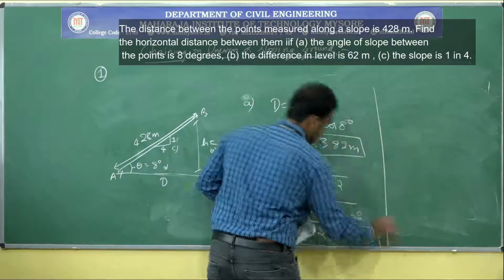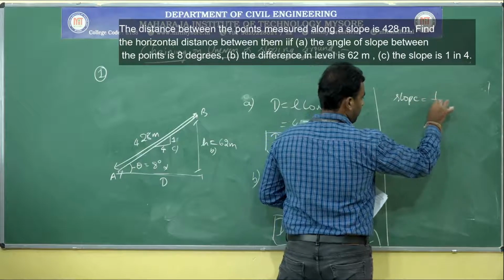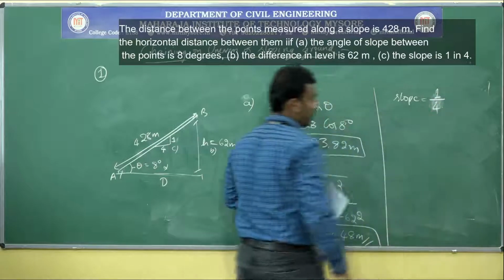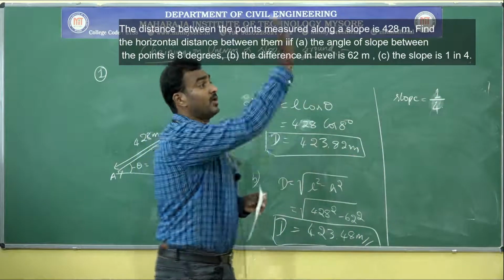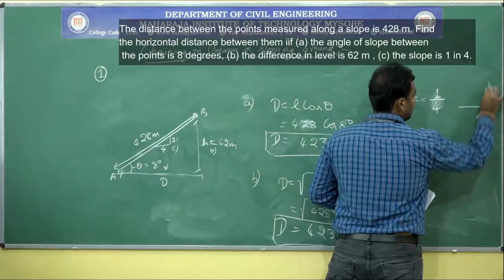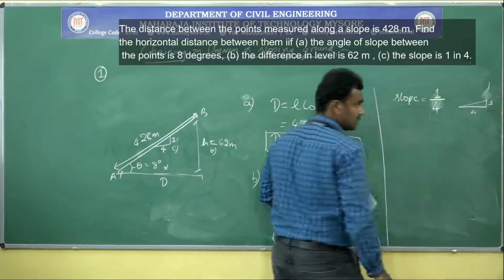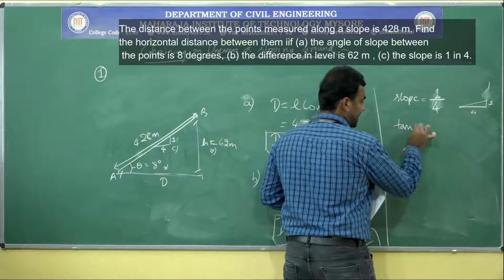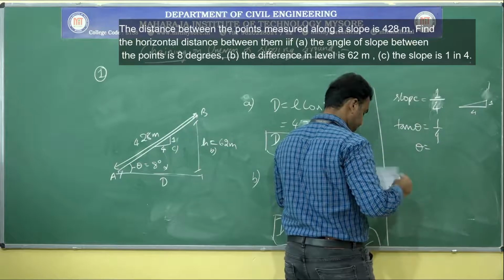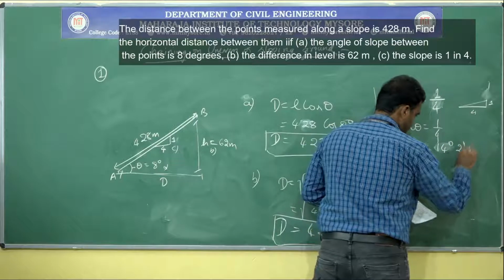Considering the last case, that is the slope is equal to 1 by 4. 1 by 4 means for every 4 horizontal we go, 1 vertical will rise. So slope is nothing but tan theta. Tan theta is equal to 1 by 4. So theta is equal to 14 degree 2 minutes.